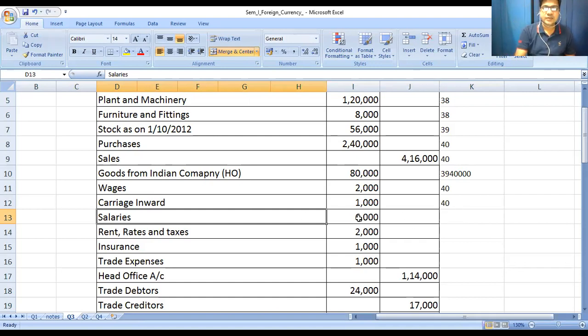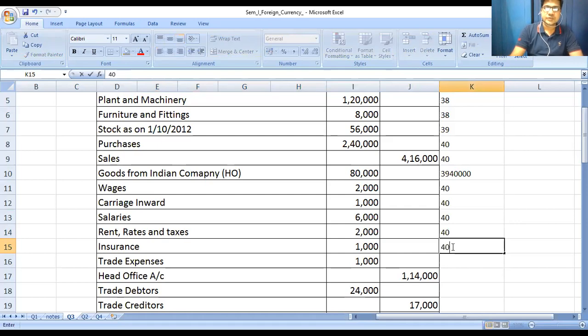Here, salary 6,000 US dollar. We have to use average rate, that is 40. Rates and taxes 2,000 US dollar. We have to consider average rate 40 rupees per dollar. Insurance is also day-to-day expenses. It is also one of the yearly expenses, so we have to consider average rate. Trade expenses are also a revenue item. We have to consider average rate.